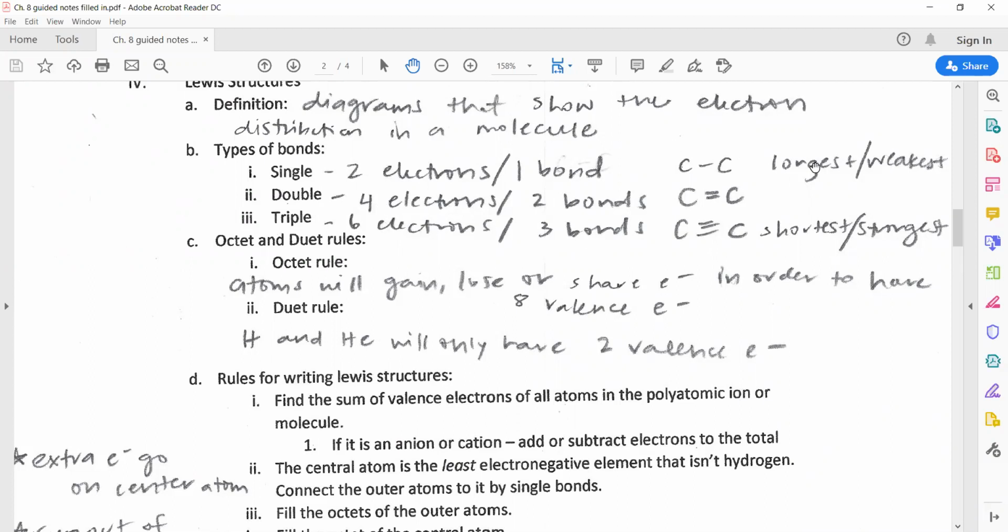The single bond is the longest and weakest bond. It's kind of like one single long stick. It's really easy to break. Whereas if you take 3 short sticks, like this triple bond, it's very strong. And it's a shorter bond.